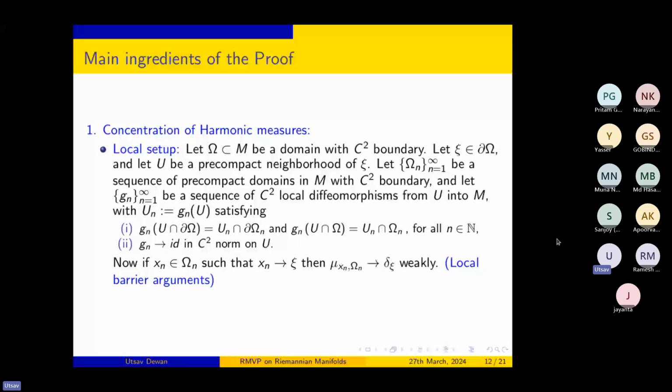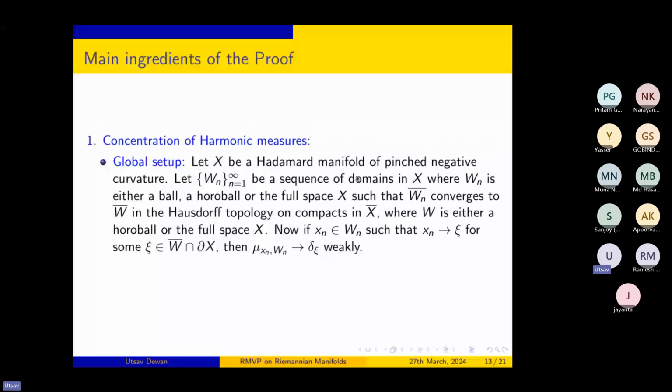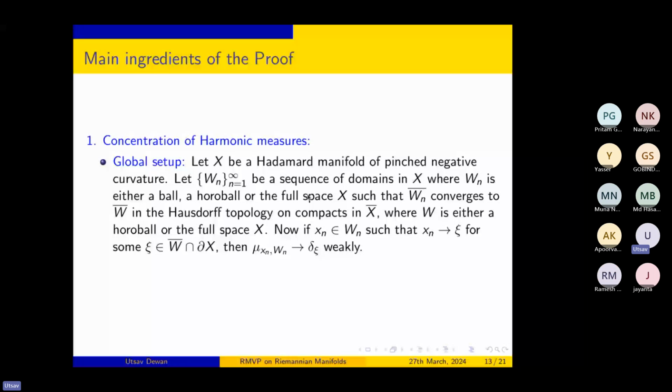This has a global analog as well. Let X be a Hadamard manifold of pinched negative curvature. Now let Wn be a sequence of domains in X where Wn is either a ball, a hollow ball, or the full space X. Okay, we understand what is a ball and what is the full space. Now, what is a hollow ball?